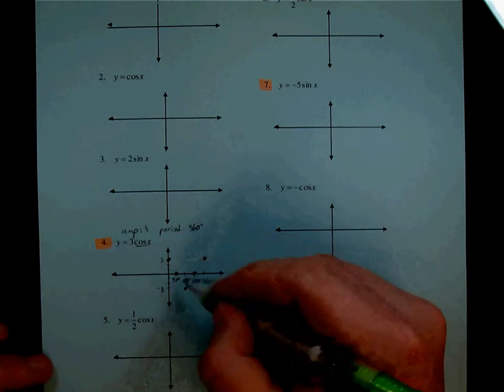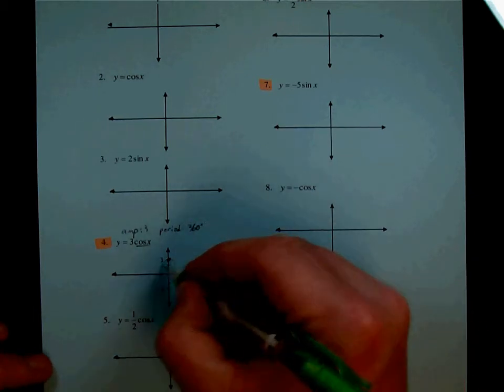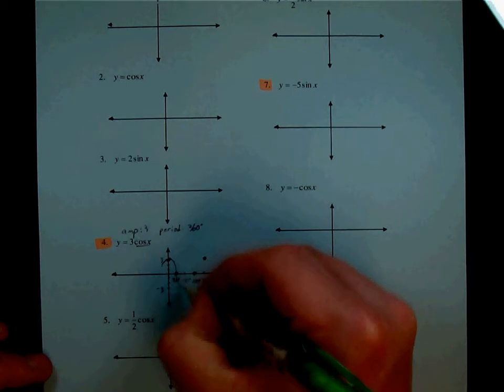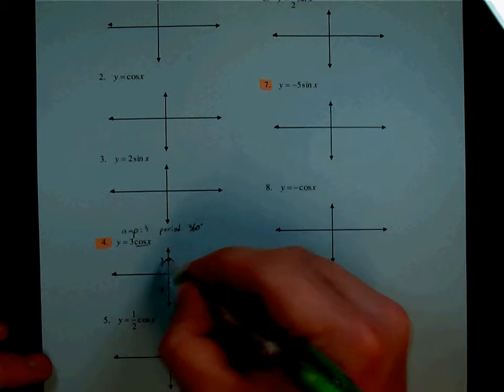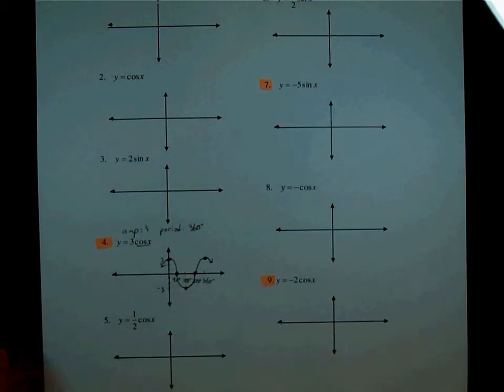Don't make a V. Make your graph nice and curved and periodic. Don't go above your maximums. That's what it should look like.